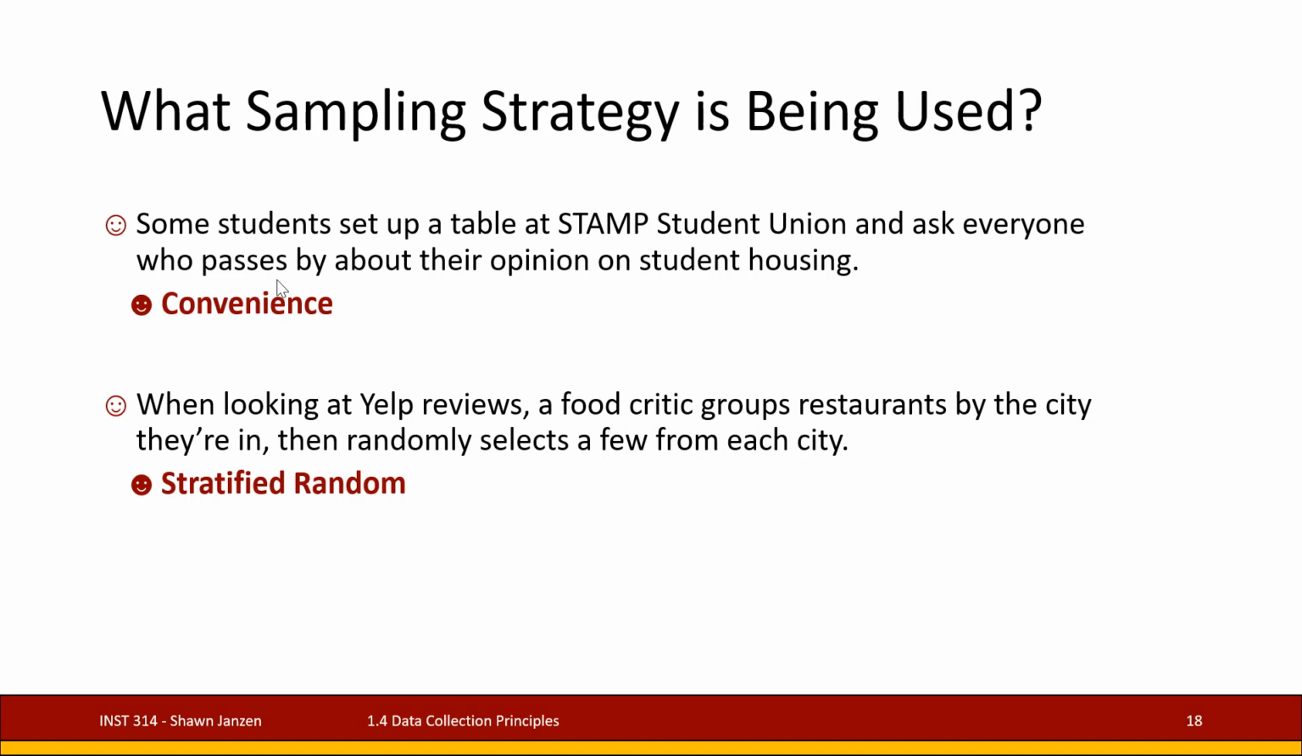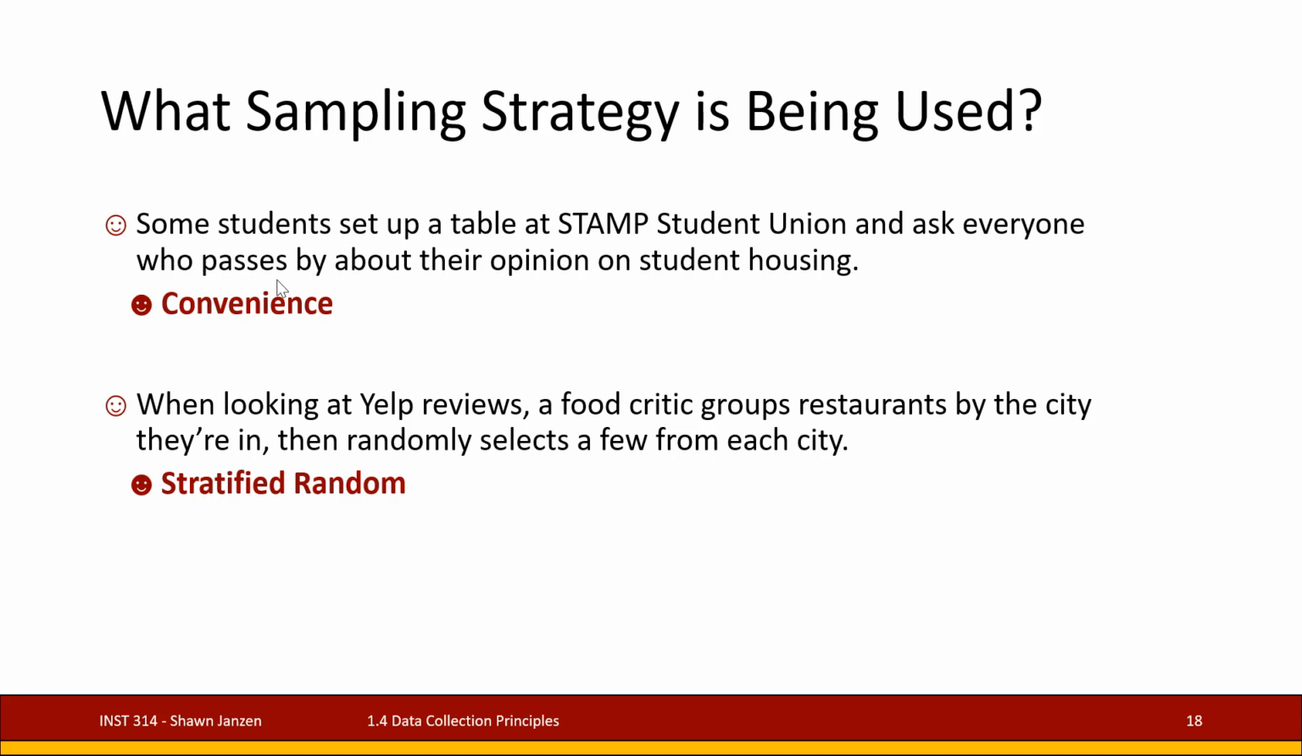Alright, so let's go ahead and break out some of these here. The first one, where we're looking at the students at Stamp and asking people who pass by, that one would be convenience sampling, the one we just mentioned. We're only going to collect those that passed by at that time and were willing to share their opinion. The second one, looking at the Yelp reviews by the food critic by cities, is the stratified random.